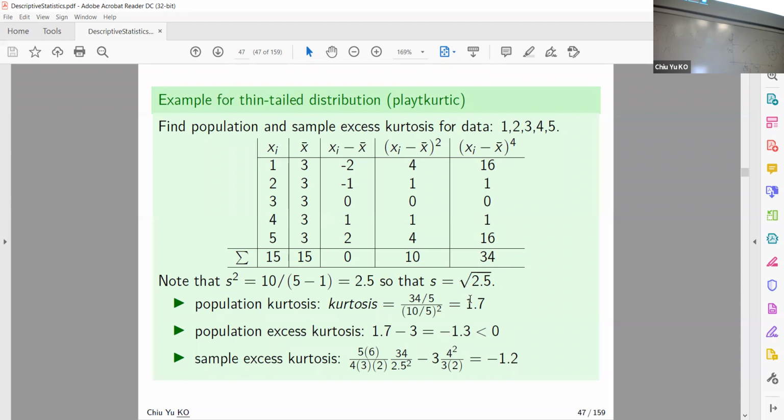You can imagine because this is a triangular shape. A triangular shape, of course, has a much thinner tail than the bell shape. So that's not something surprising. There is no extreme risk.